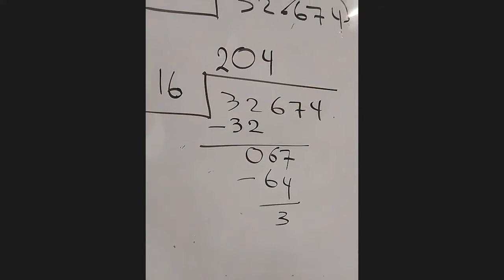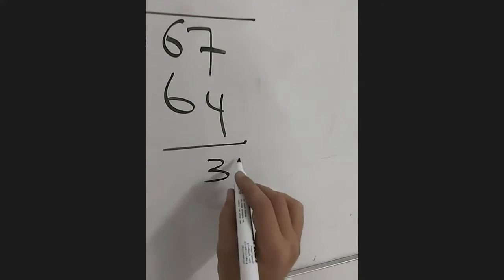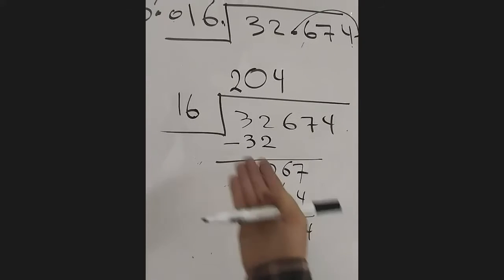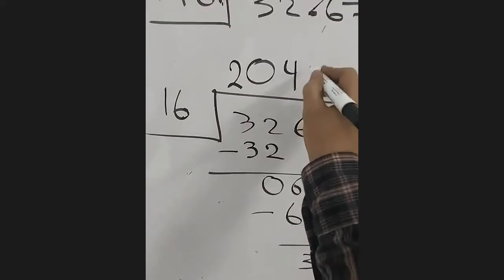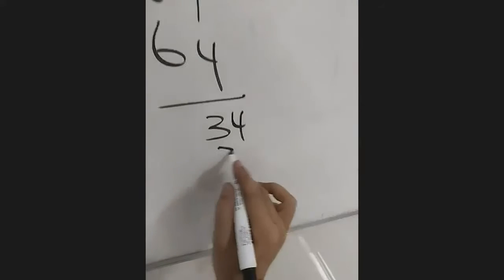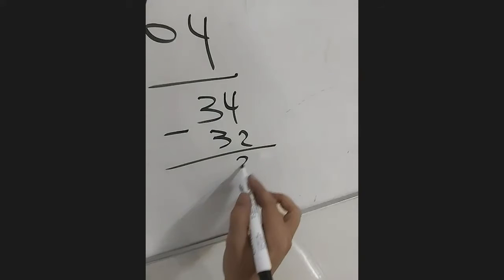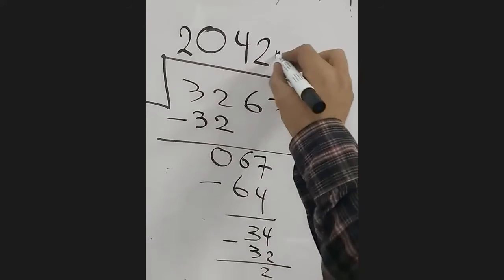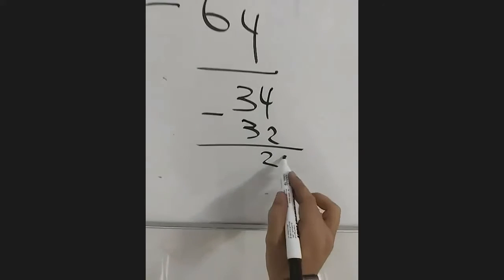Okay, guys? Are you with me? Yes. Bring the 4 down. Now we have 34. 34 divided by 16 is 2. 2 times 16 is 32. Do we still have numbers here? No, I used all the numbers. In this case, we put a decimal and bring down 0.